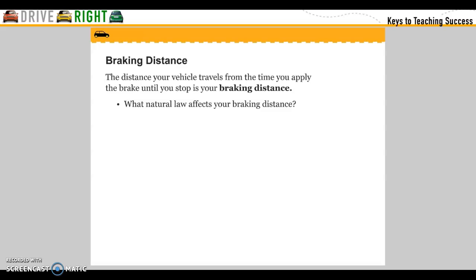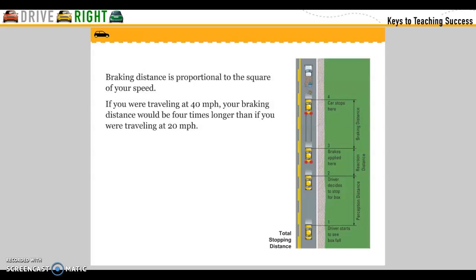What natural law affects your braking distance? Braking distance is proportional to the square of your speed. If you are traveling at 40 miles per hour, your braking distance would be 4 times longer than if you were traveling at 20 miles per hour.